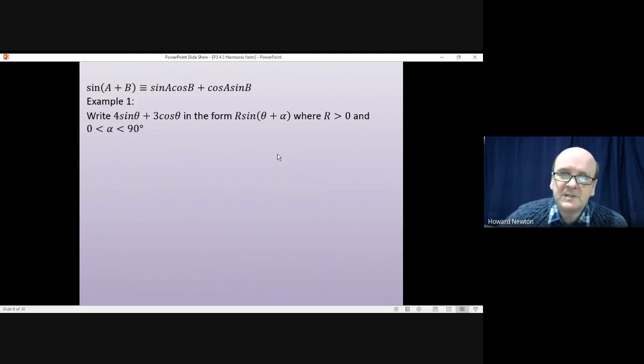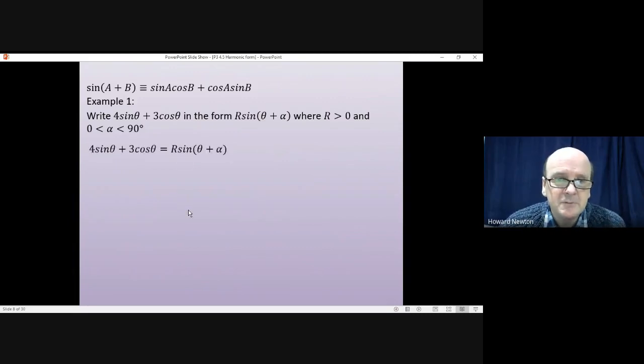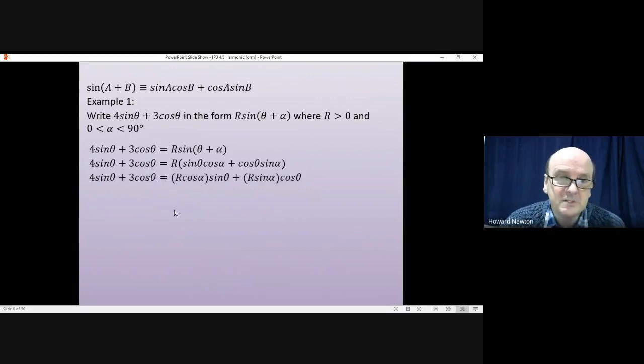Okay, we'll have a look at this, and we use exactly the same method as we did on the previous example. So we begin just by saying that 4 sine theta plus 3 cos theta is equal to r sine(theta plus alpha). We then expand this using the addition formula, and that gives us r into (sine theta cos alpha plus cos theta sine alpha). We then equate the coefficients of sine theta and cos theta.